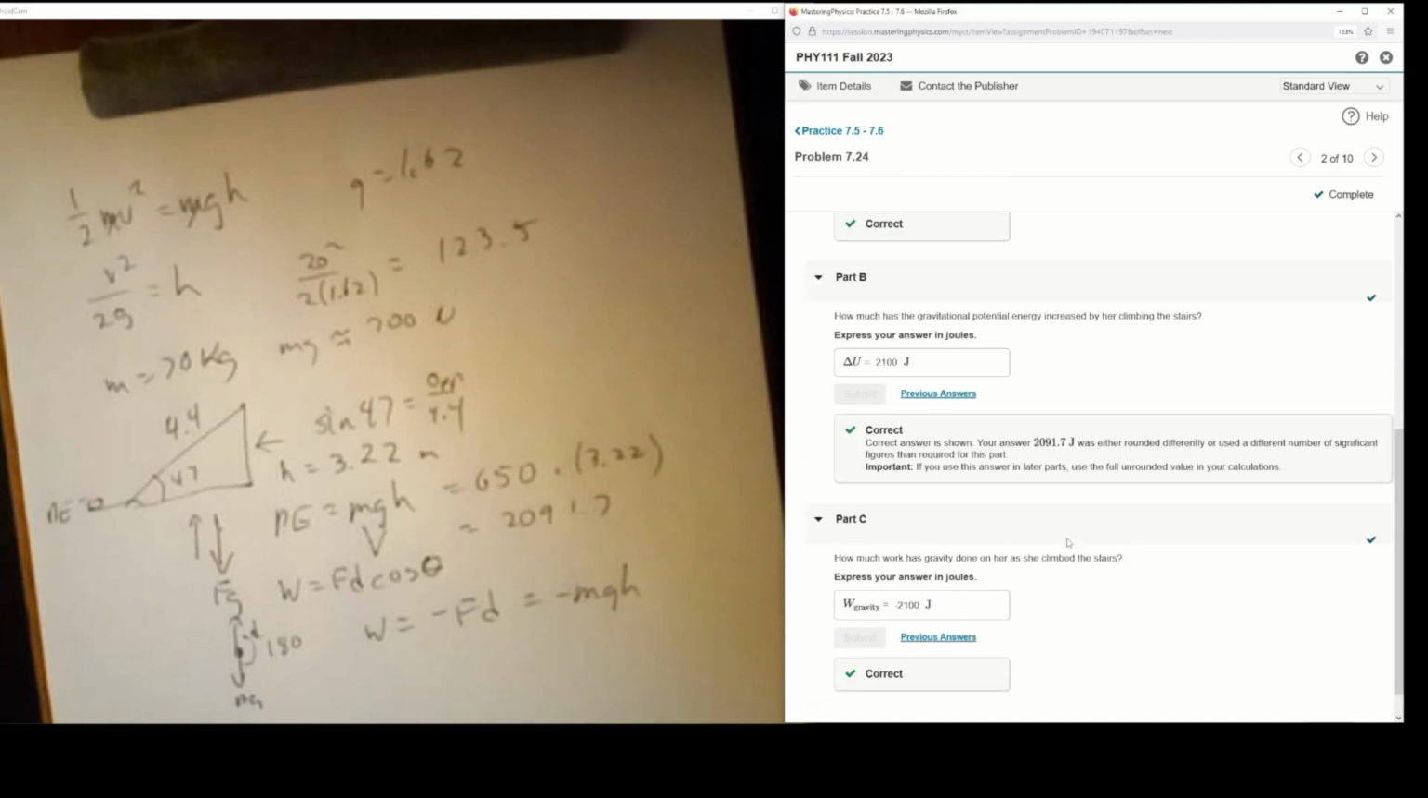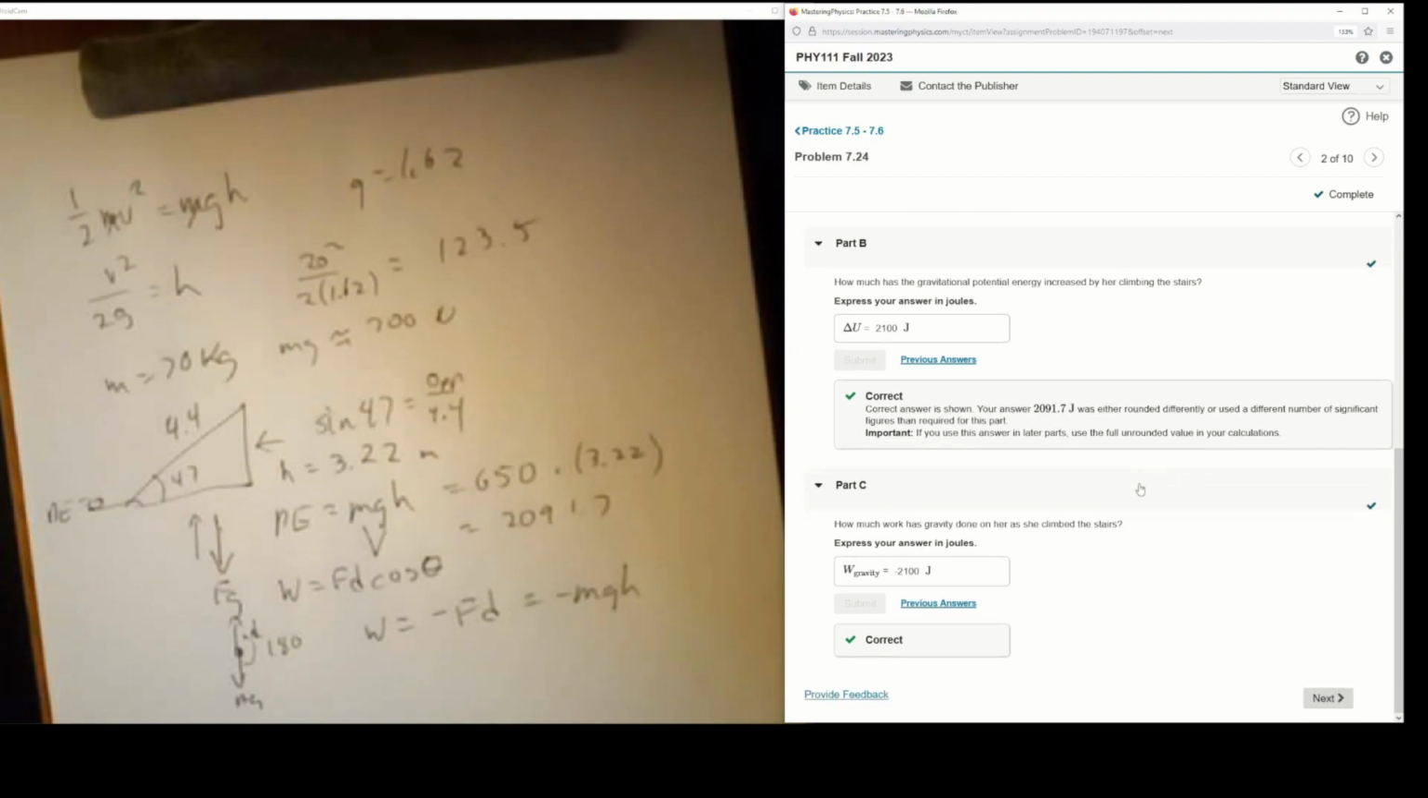So the work done by gravity was opposite the work you're doing. You're doing positive work to get yourself up the stairs. Gravity's trying to take that energy away. And taking energy away is negative. And those are the three parts.